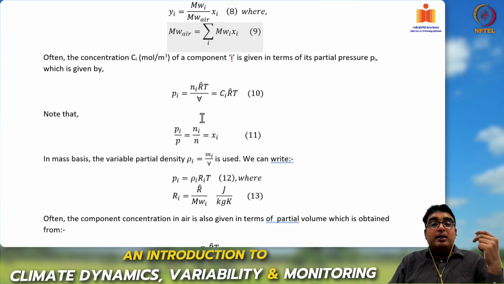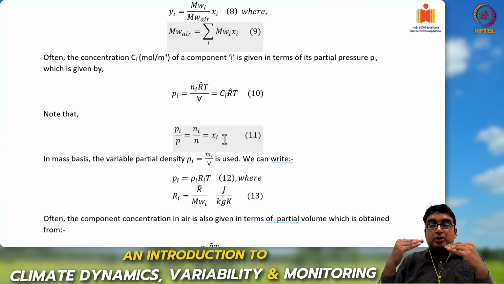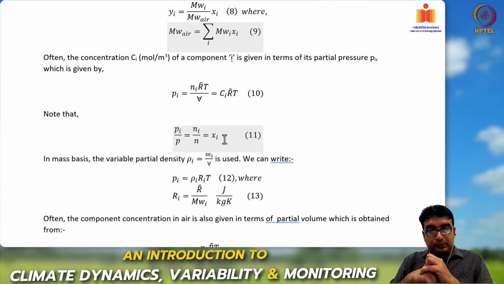Now, if we divide partial pressure by the total pressure, RT by V cancels. So you get Ni by N, which is the mole fraction Xi or molar mixing ratio Xi. So the ratio of the partial pressure to total pressure is the mole fraction of the ith component. Similarly, we can define partial density rho i as the mass of the ith component by the total volume. So it is kg of i per meter cube of the mixture.